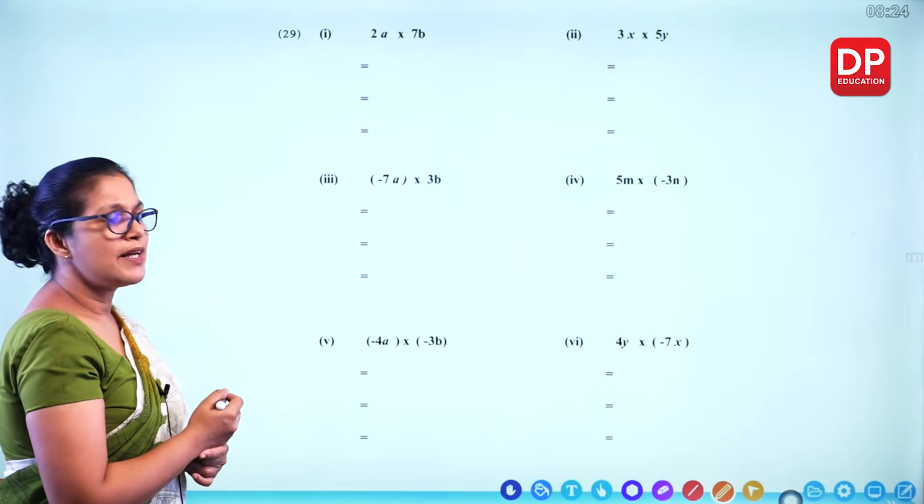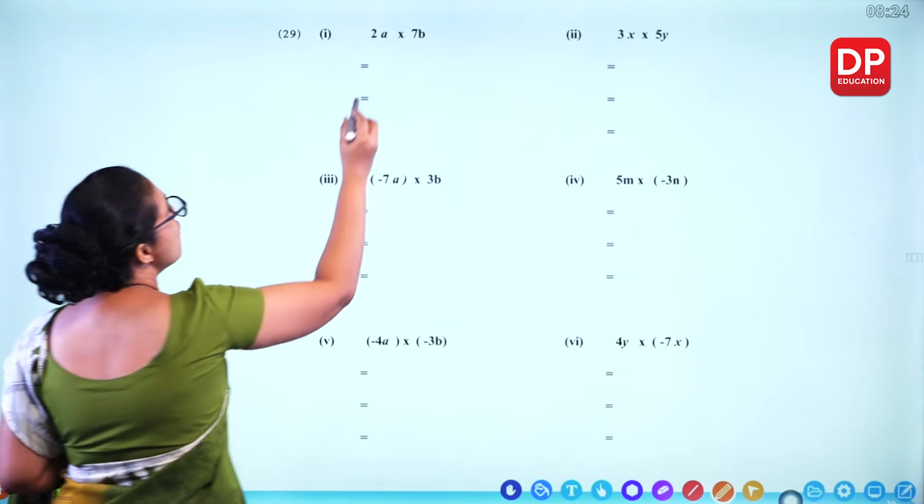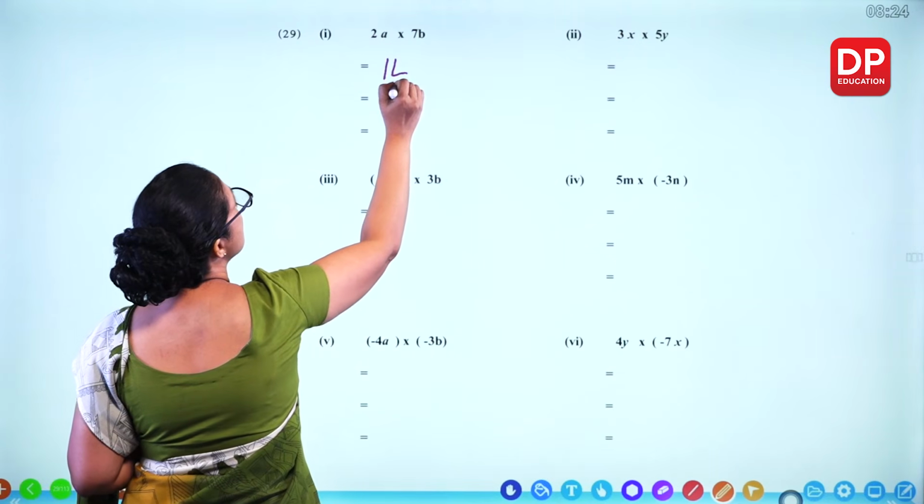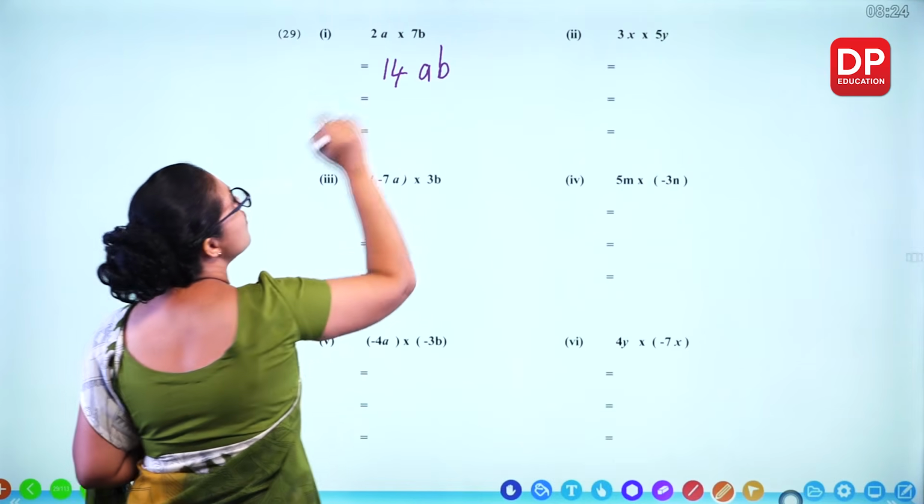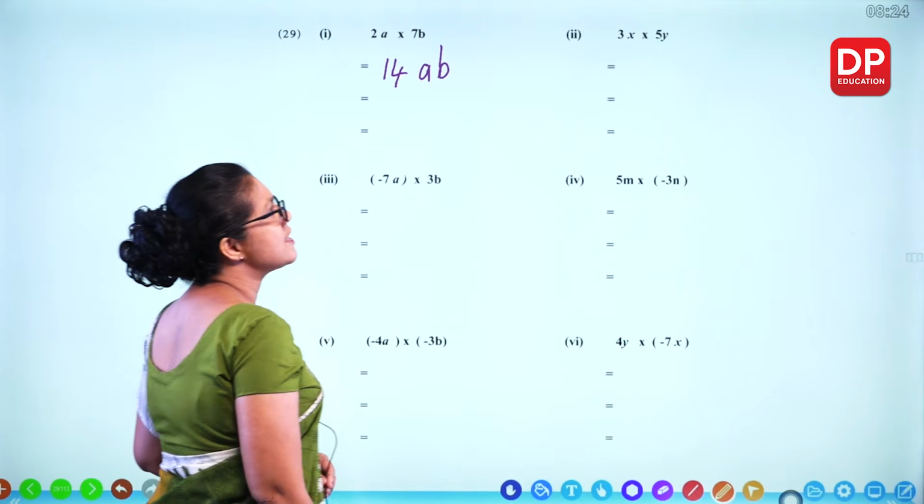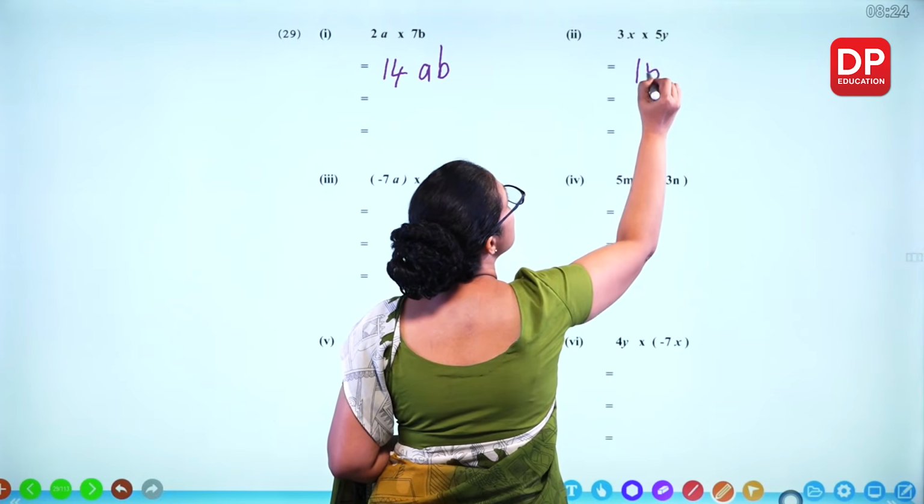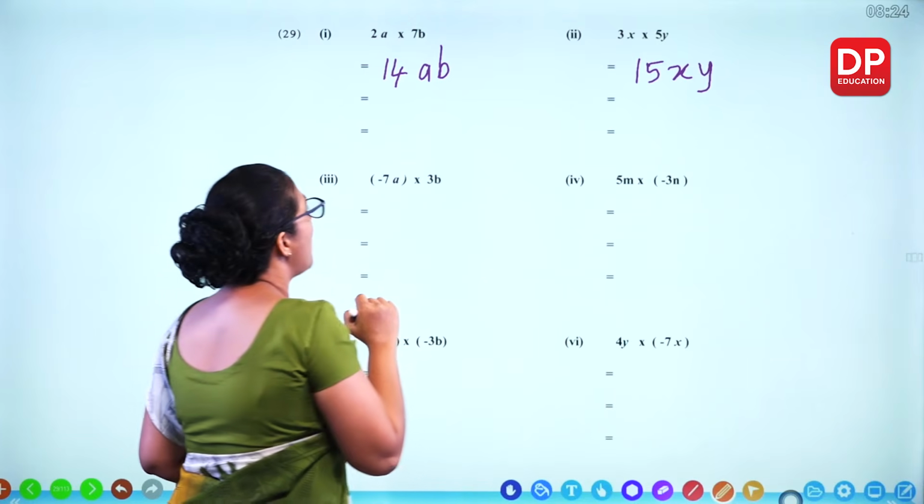2a times 7b. Now we'll multiply at once. 2 times 7, 14. a into b, ab. You can write at once. 3x into 5y, 3 times 5, 15. x into y, xy.